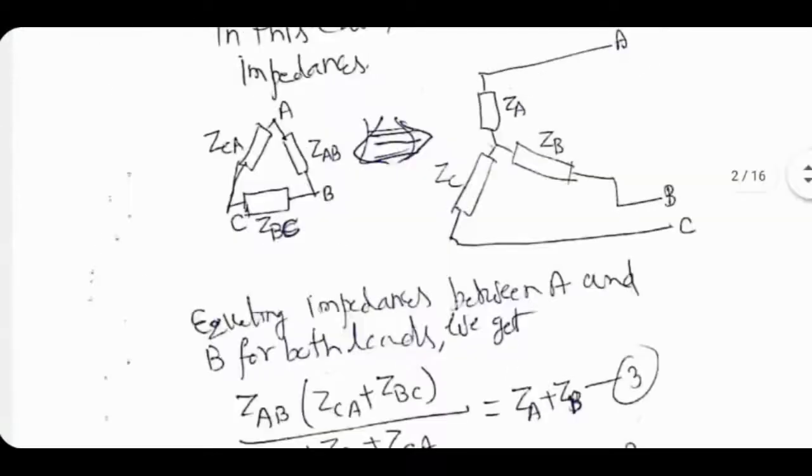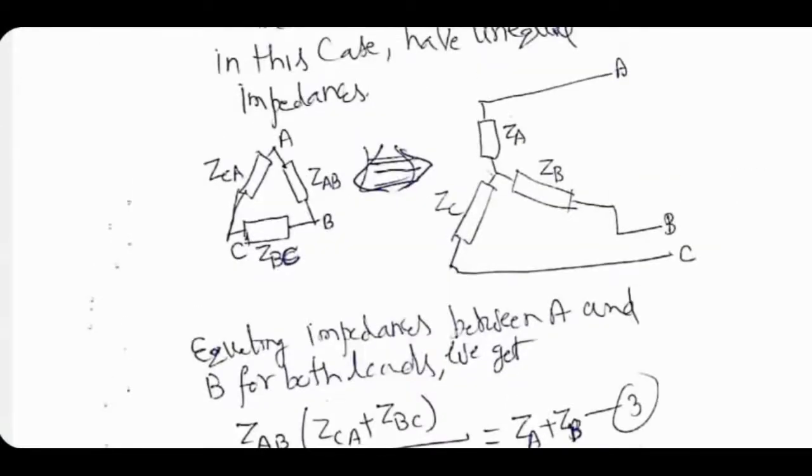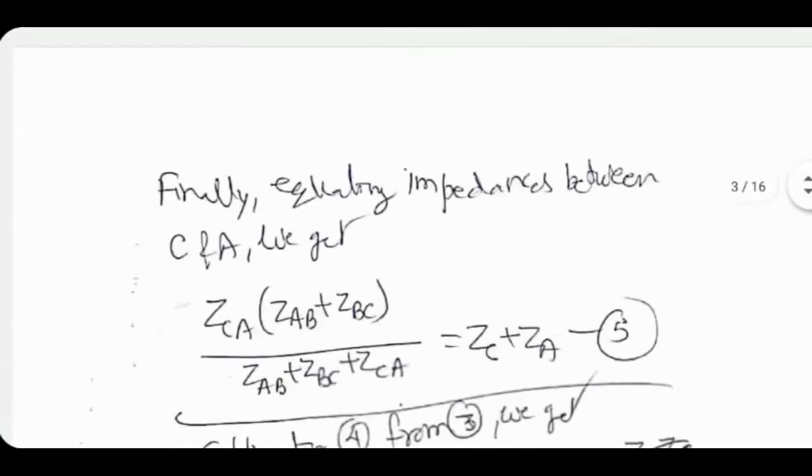And then the last one is between C and A. Between C and A, for delta load, I have got ZCA in parallel with ZAB plus ZBC. And for Y load, I have got ZC plus ZCA. So that is how I write the third equation.